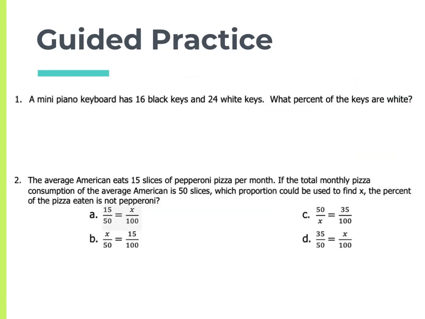Now let's solve a few word problems together. Question 1 says a mini piano keyboard has 16 black keys and 24 white keys. What percent of the keys are white? So the question lets us know what we're looking for. We're looking for the percent, and we want the percent of the keys that are white. So we'll set up a unit fraction.